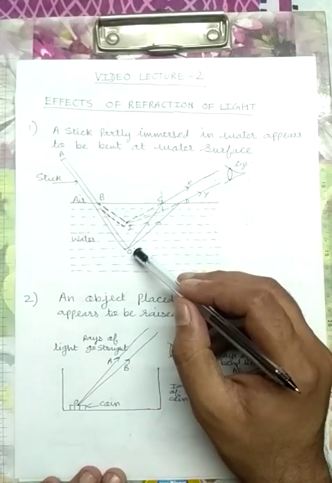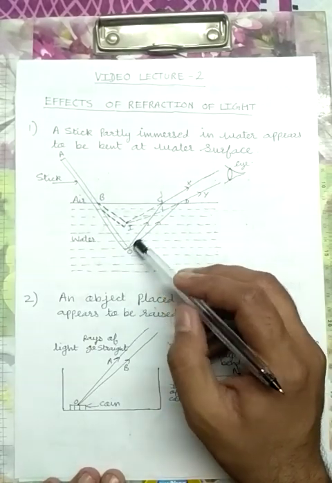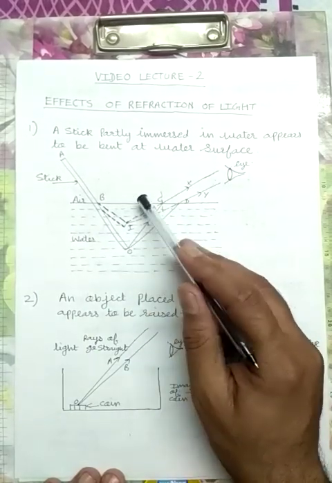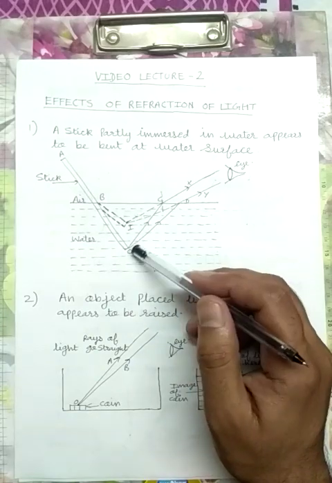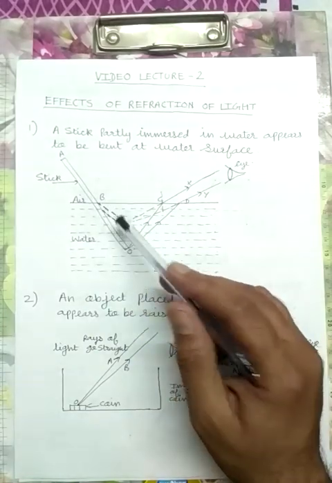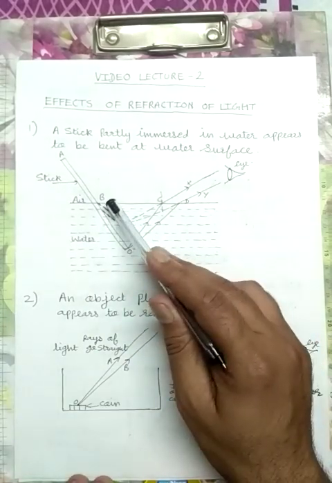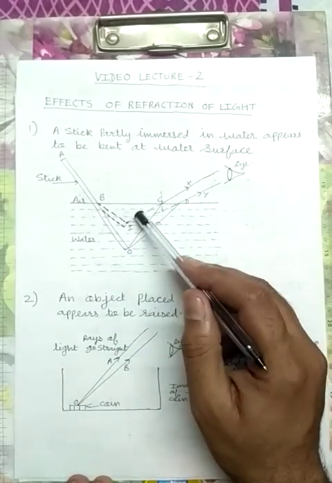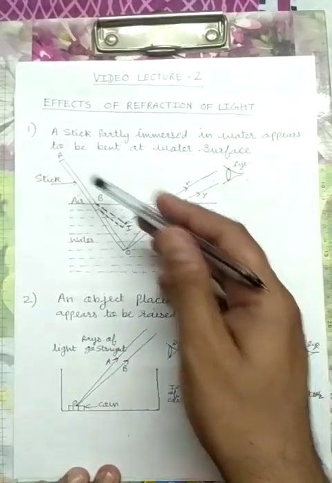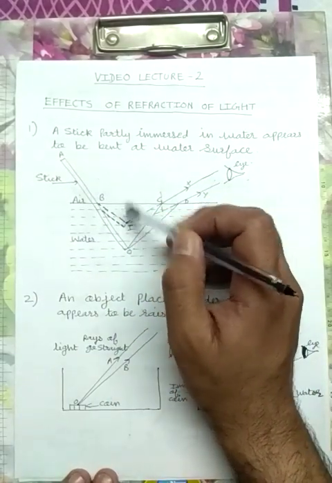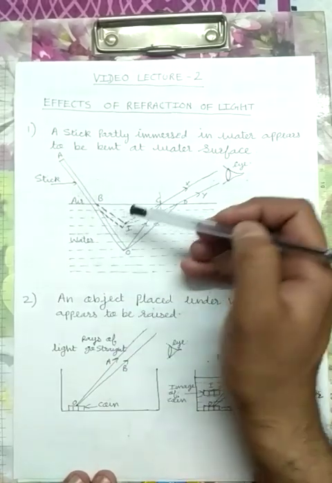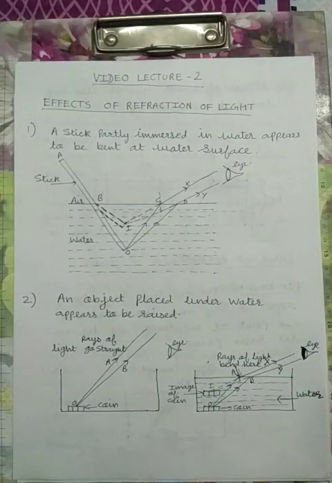Now we have only considered the lower end of the stick, but the portion BO of the stick is made up of so many points. So if we apply the same concept to each and every portion of the stick BO, then we will get BI as the virtual image of portion BO. BI is the virtual image of portion BO, and AB and BI are not on the same straight line. That is why the stick appears to be bent to us. Instead of using a stick, we can also use a pencil.